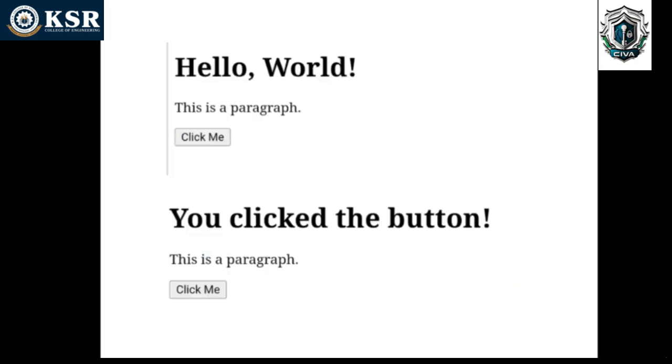So this is the output for that program. The browser reads the HTML and displays the initial page with the heading hello world, a paragraph, this is a paragraph text, and the button named click me. When the user clicks the button, it changes the text content of the element to you click the button. The text of the heading on the web page instantly updates to reflect the new message.